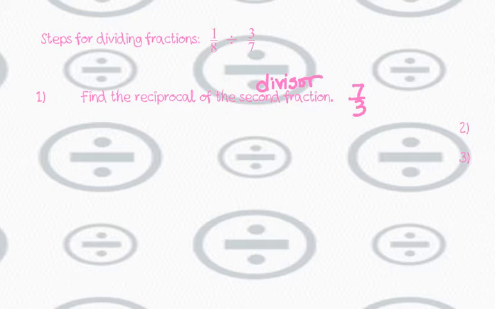Now, you don't have to write this out the entire time, but for what we're doing right now, write it out. The second step, you actually multiply. So now, instead of doing 1/8 divided by 3/7, we're actually doing 1/8 times 7/3. In doing that, I find that I get 7/24.